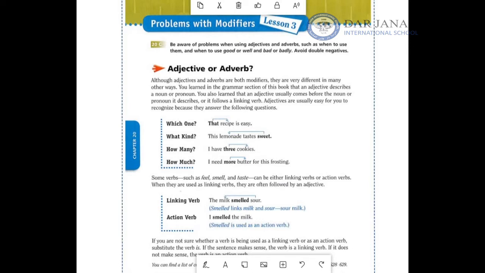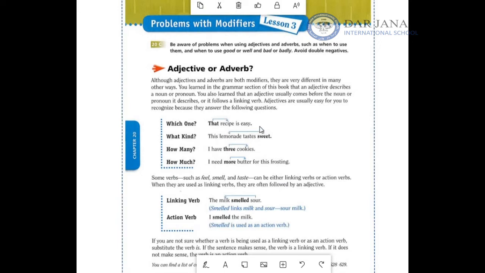Adjectives and adverbs are modifiers, but they're so different in many ways. We learned in grammar sections prior to this that adjectives describe nouns or pronouns, and that adjectives usually come before the nouns or pronouns they modify. They can come after the nouns or pronouns they modify if a linking verb is used. Adjectives are usually easy for us to identify and recognize because they answer the following questions, and we have here four examples of adjectives and the questions they answer.